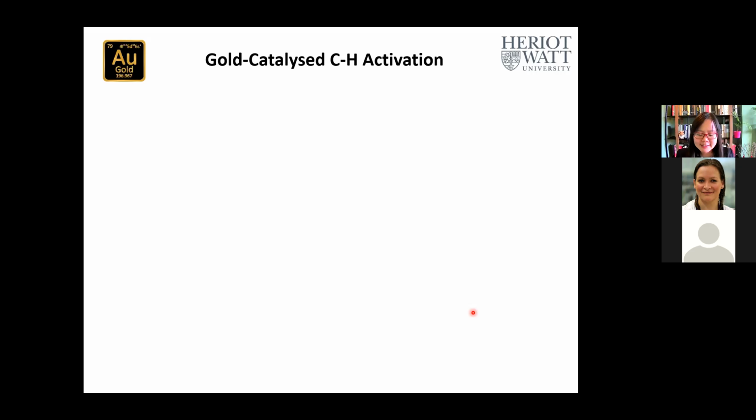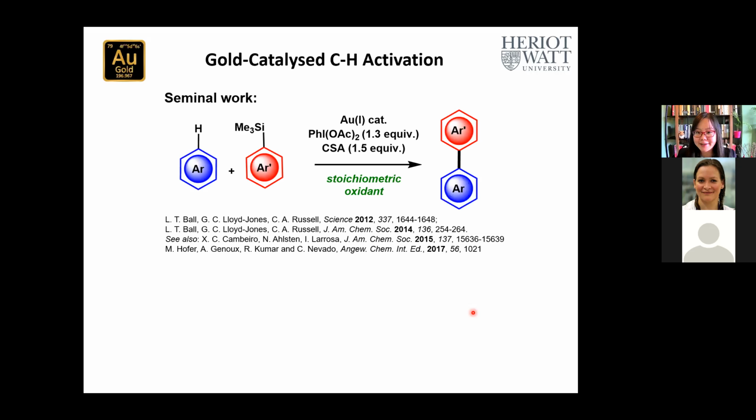So let's see some of the seminal work in this area. Here are just some of the beautiful papers. And the seminal work was by Guy Lloyd-Jones and Chris Russell in this beautiful work published in Science. They showed that these electron-rich arenes can react with aryl silanes and do a C-H activation cross-coupling with a stoichiometric oxidant and an acid. Now, what was so groundbreaking about this work was what I said before: you did not need chelate-assisted directing groups, yet it was regioselective.